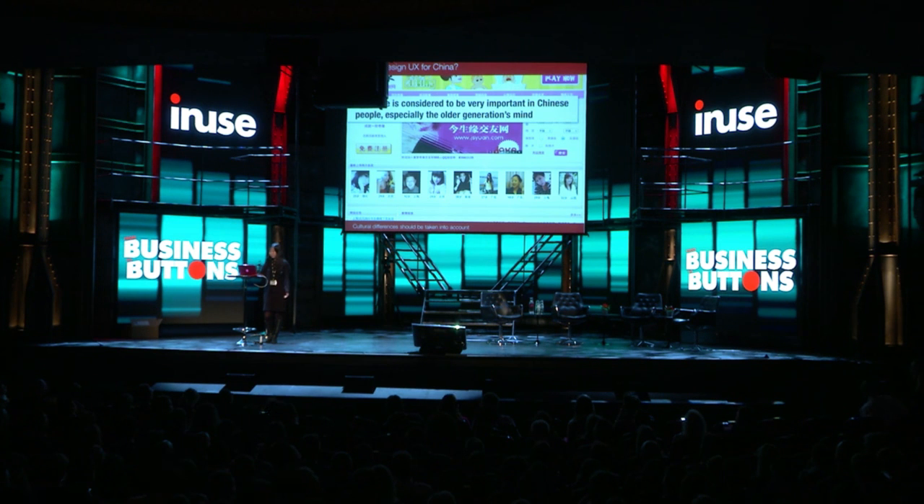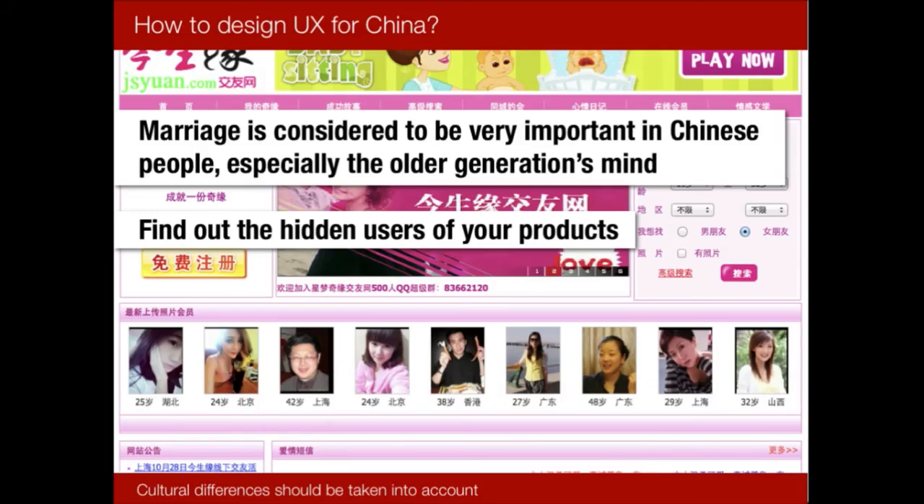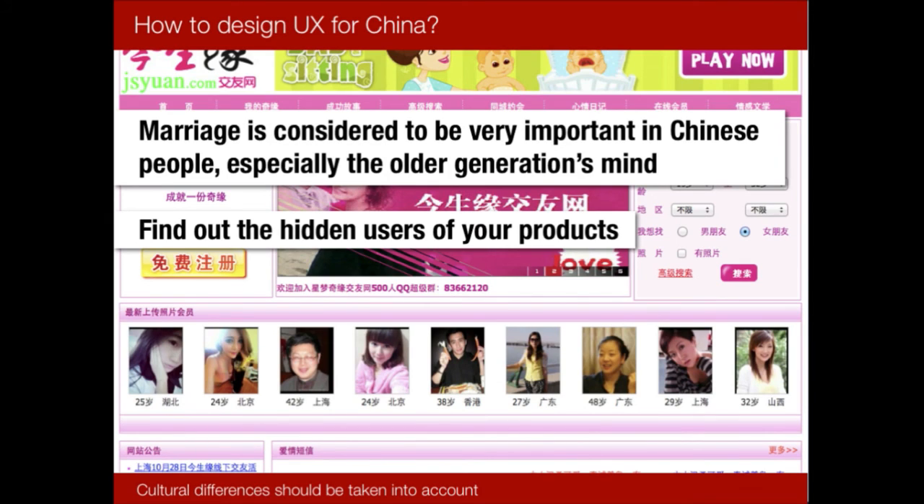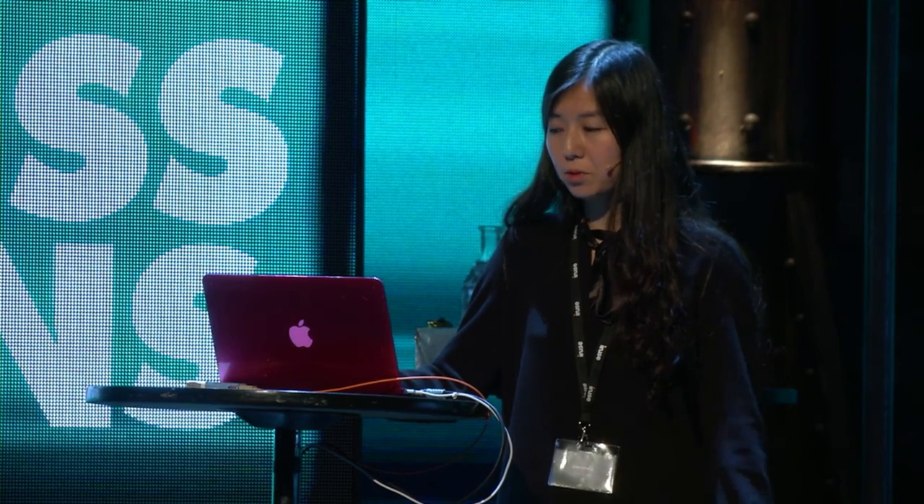So you probably don't know that unlike the West, a lot of users on the dating website are actually parents looking for marriage partners for their children, because they want them to be married before 30. And even if they already have someone, the parents don't always trust their judgment, and they always want to find someone they think is more suited to their son or daughter. So therefore, when you're designing a product or website, it's very important to find out the hidden users of your products.